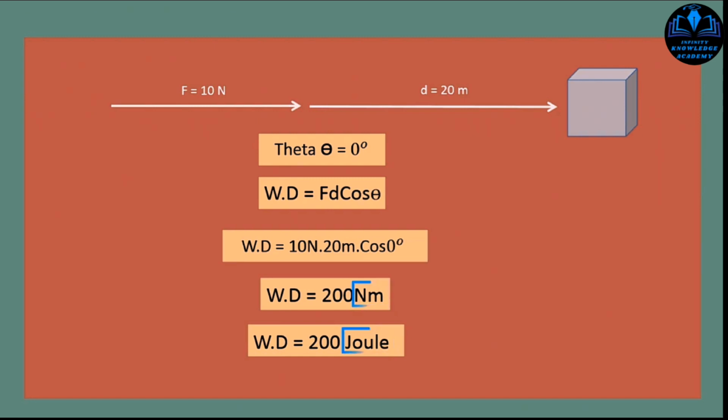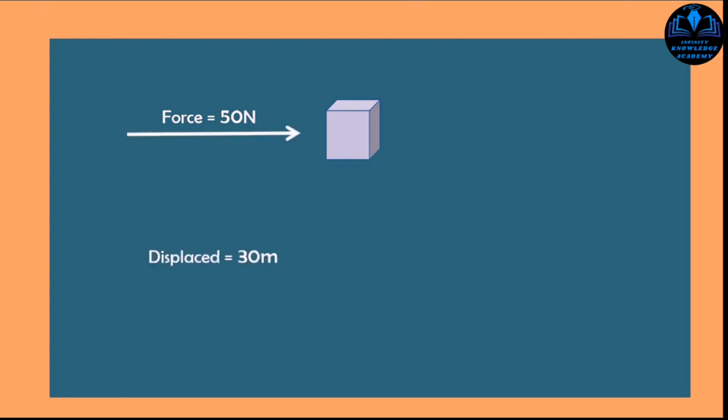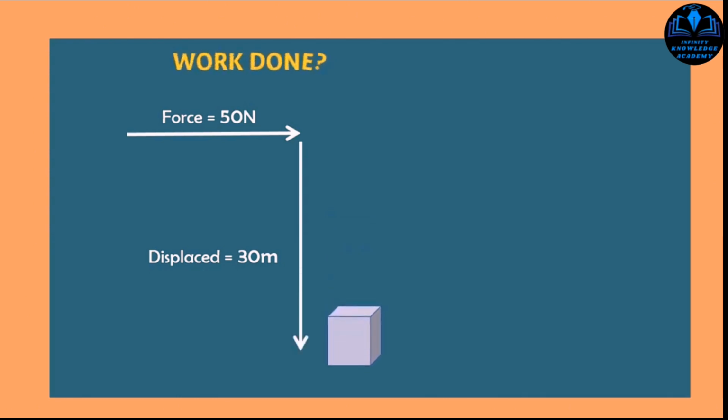So in this example, we learned that work done will be maximum if the angle between force and displacement is zero. Let me give you another example. If you exert 50 Newton force on an object and the object is displaced by 30 meter in this direction, then what about the work done? Well, here the angle between force and displacement is 90 degree. Hence theta is equal to 90 degree.